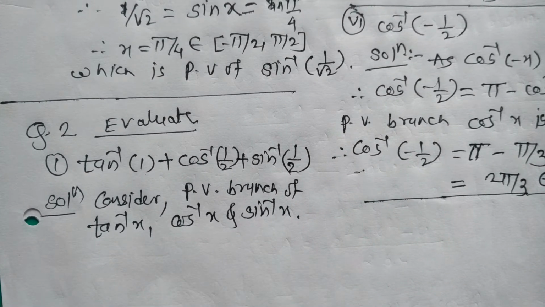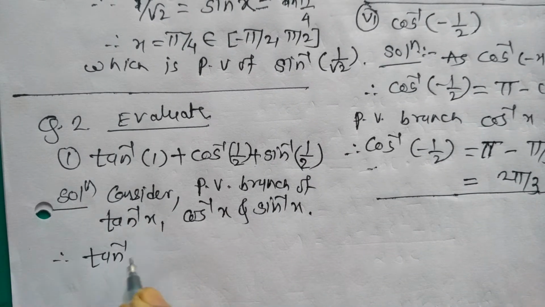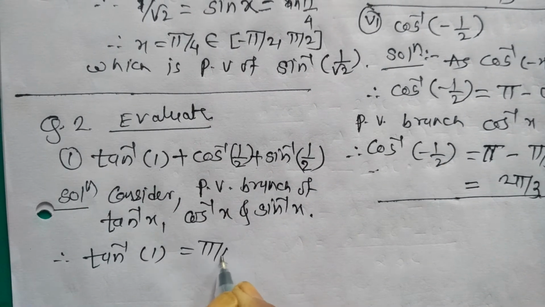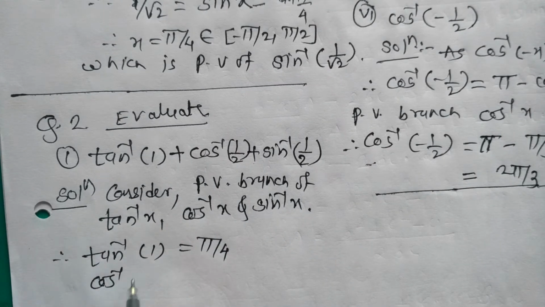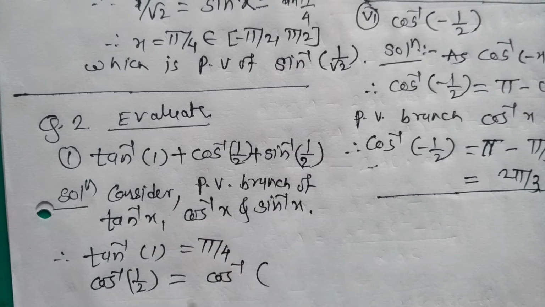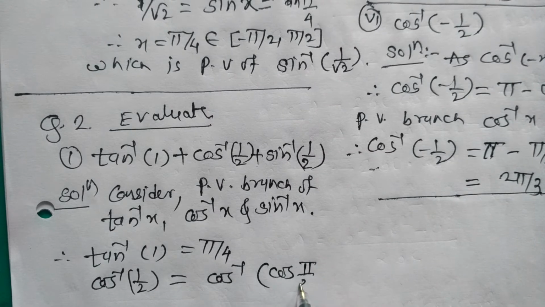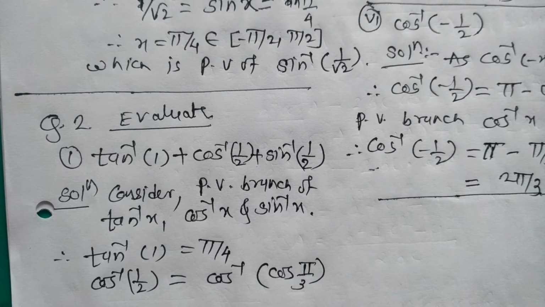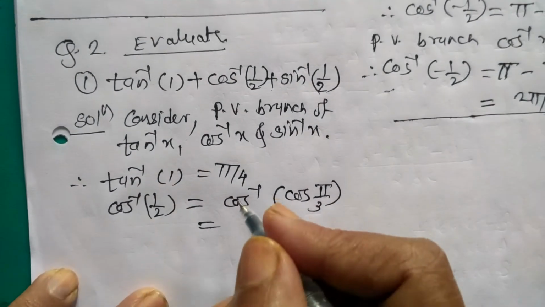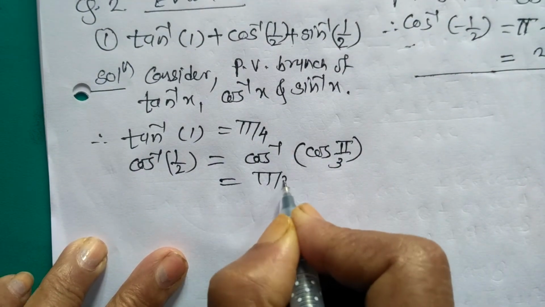By considering these principal value branches of the functions, we get tan inverse 1 is equal to pi by 4. For cos inverse of 1 by 2, you may find the value by replacing half with cos pi by 3. So cos of pi by 3 is equal to half, and by using properties of inverse trigonometric functions, cos inverse of cos x is only x, that is pi by 3.